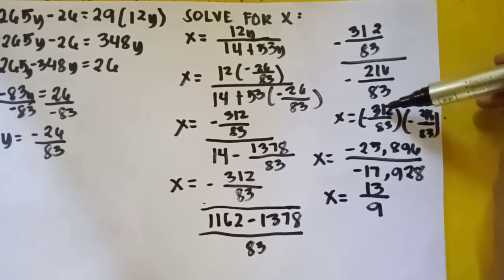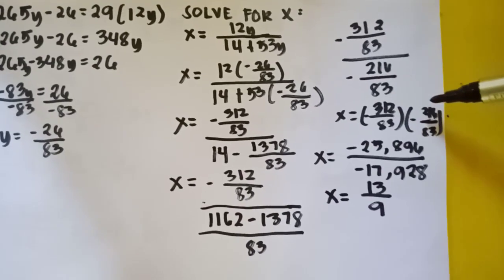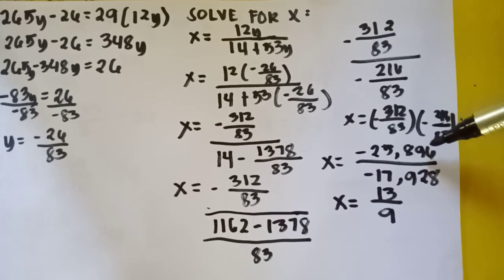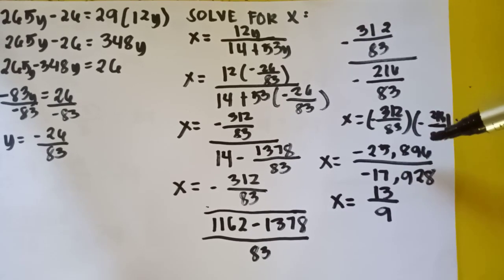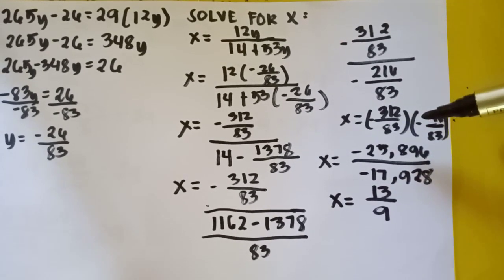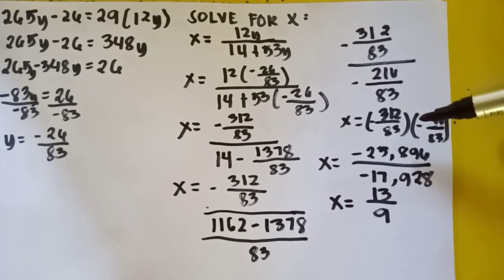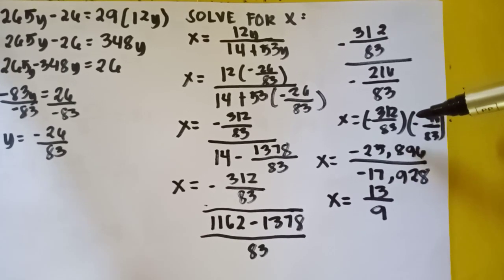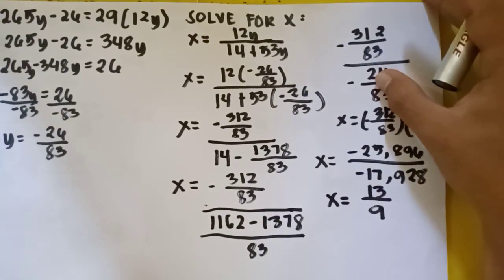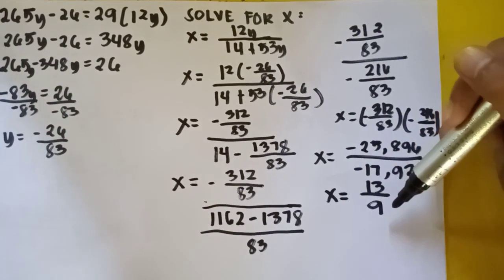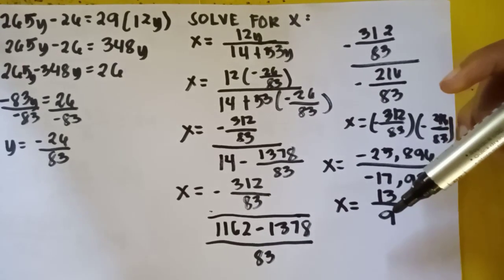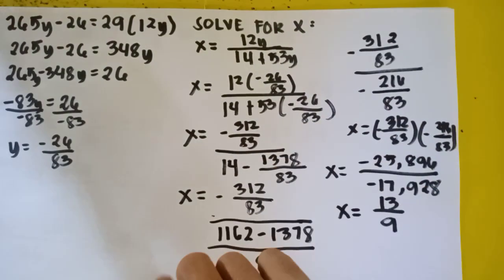Then we will multiply these two. So 312 times 83 is 25,896. 83 times 216 is 17,928. If you get its lowest term, it will be 13 over 9.